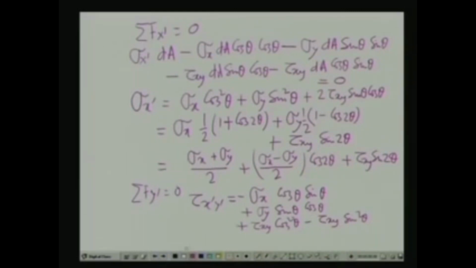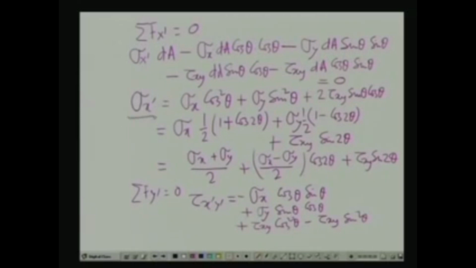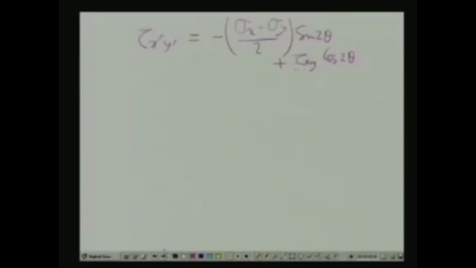Hence, we can write tau x dashed y dashed as equals to minus sigma x minus sigma y by 2 sin 2 theta plus tau x y cos 2 theta. So, these are the equations for sigma x dashed and tau x dashed y dashed. Sigma x dashed and tau x dashed y dashed are the stresses on the plane which is at an angle of theta with respect to the x axis.